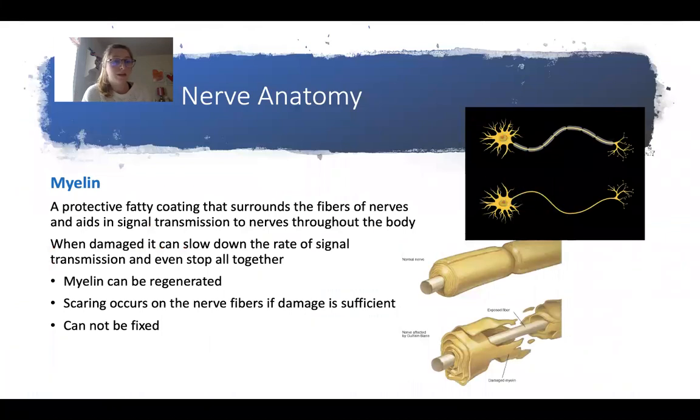The nerve anatomy. The most important part of it is the myelin, which is a protective fatty coating that surrounds the fibers of the nerves and aids in signal transmission to the nerves throughout the body. If damaged, it can slow the rate of the signal transmission and even stop it from delivering altogether, and you can see that in the first picture above. Myelin can be regenerated, which is good, but if the damage is sufficient, scarring can occur, and this cannot be fixed or regenerated.